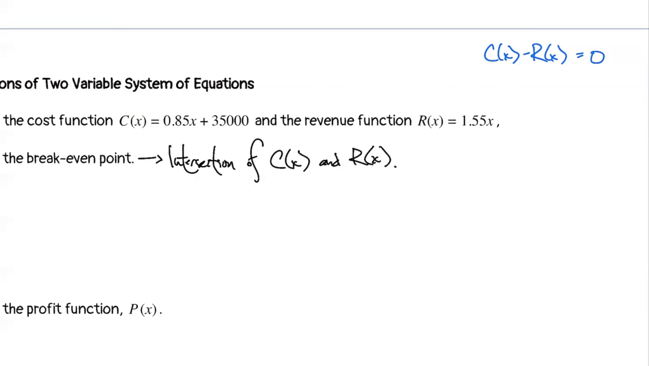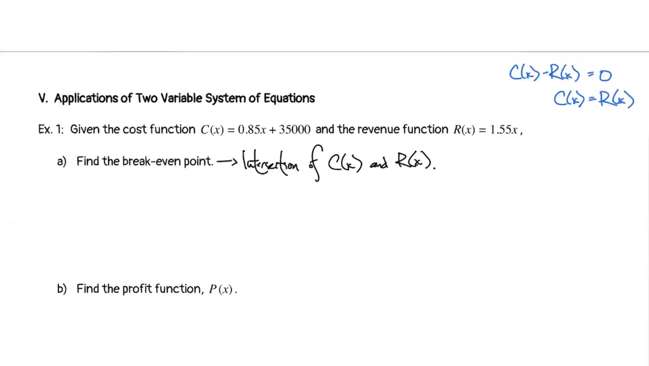Okay, yeah, I could add R of X to both sides, right? So C of X equals R of X. Okay. So this is absolutely fine, right? And if you were looking to solve that, at some point you would probably add the R of X to the other side.